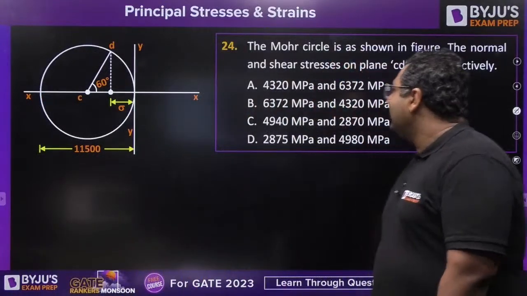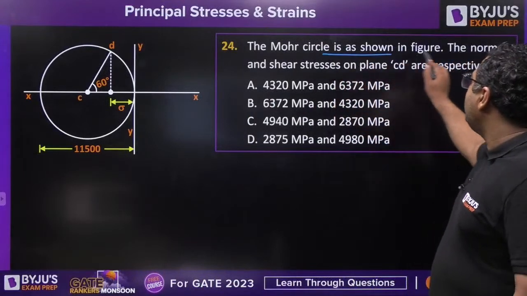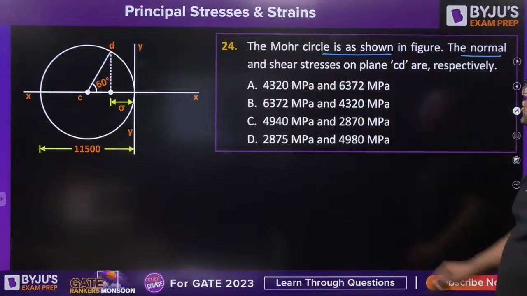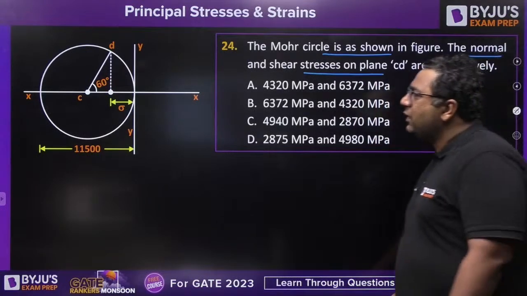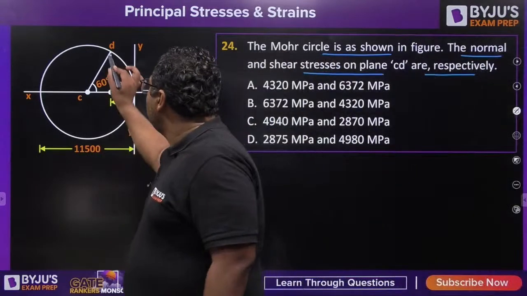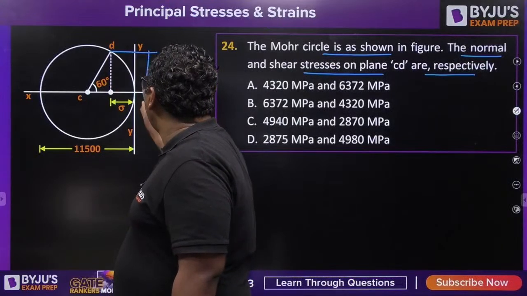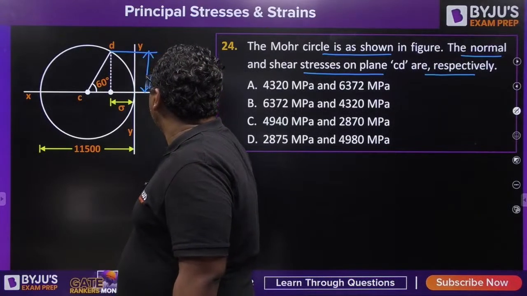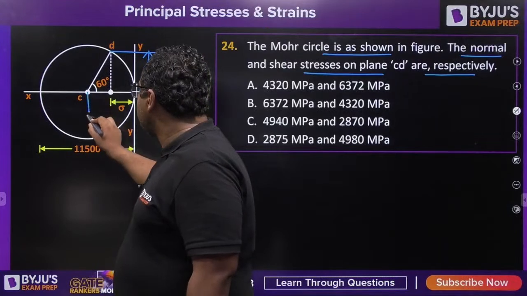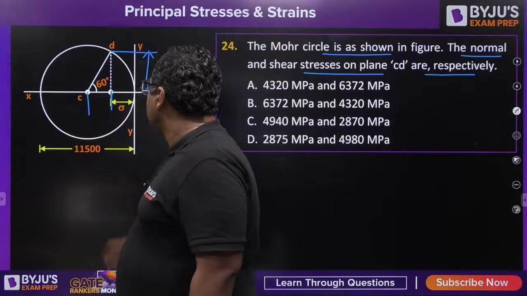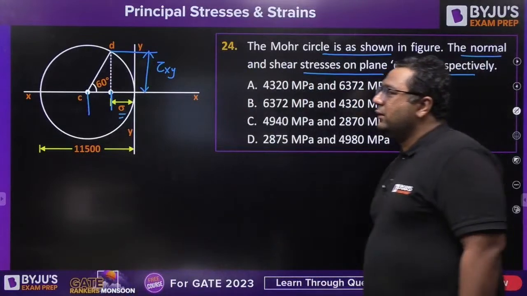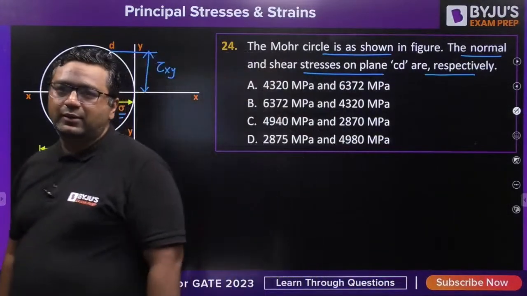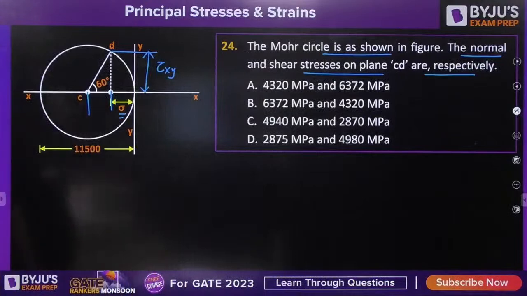Okay. The Mohr circle is shown in the figure. The normal and shear stress on plane CD are respectively. You need to find out this value and this value. Yes. Solve this, guys. It is a very easy question.